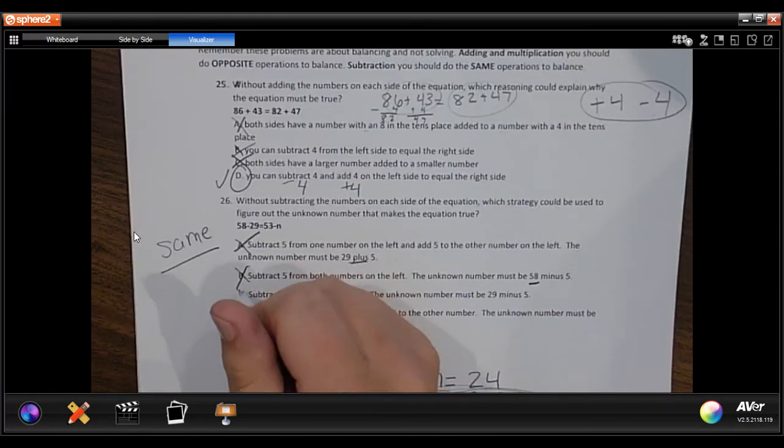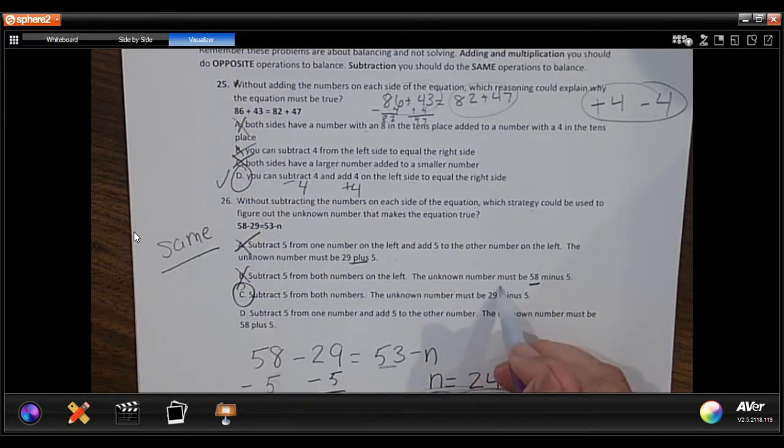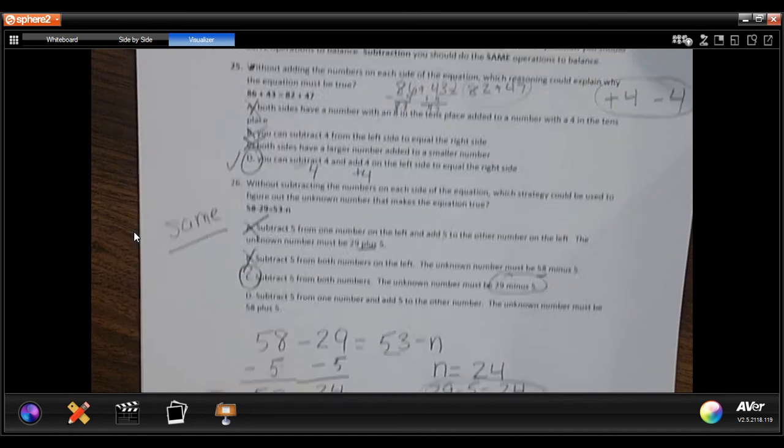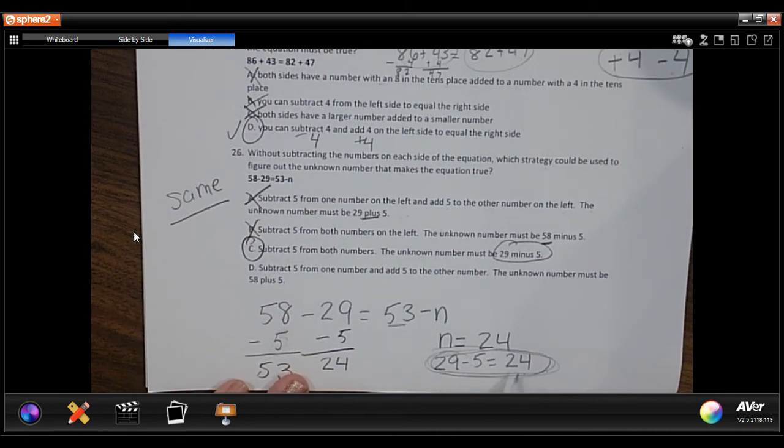Yay, that is the one we're talking about. I see 29 minus 5, and I see 29 minus 5 right there. Whoopsies. Sorry, you couldn't see the bottom part. But those match, so that one would be correct.